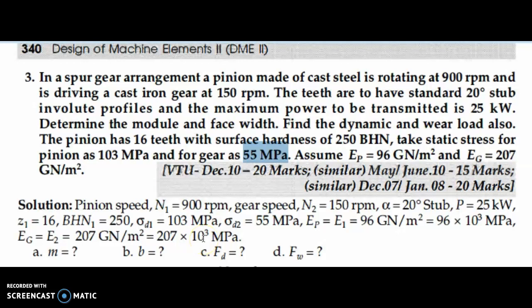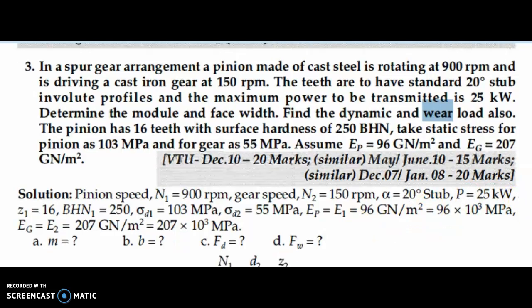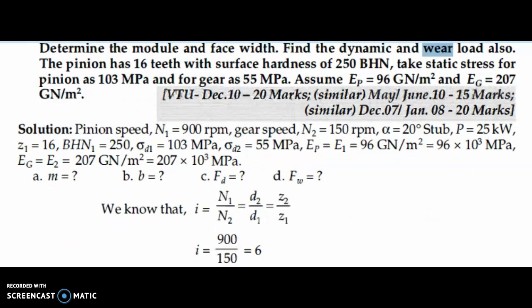Then they are asking for the value of module and the value of face width. They are also asking us to find the dynamic load and wear load, which we can denote as FD and FW. So these are the given data. Now we can start our problem.